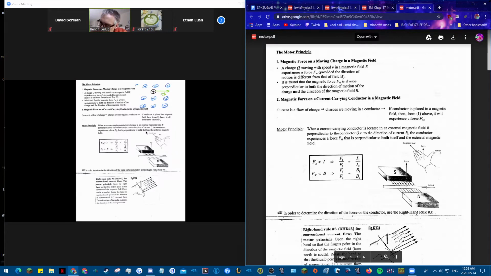So these are the magnetic field lines here, in blue. The magnetic field lines are going away from you, into the page. All right, so this is a magnetic field.